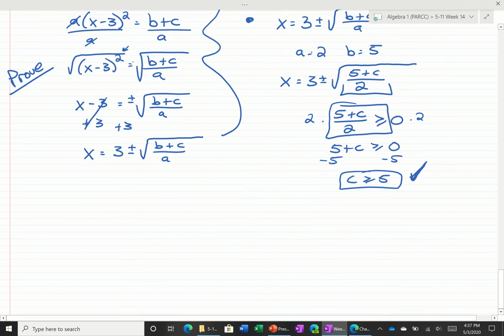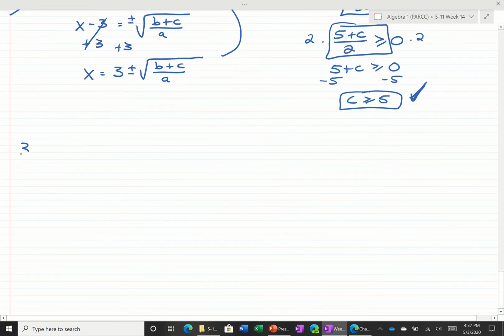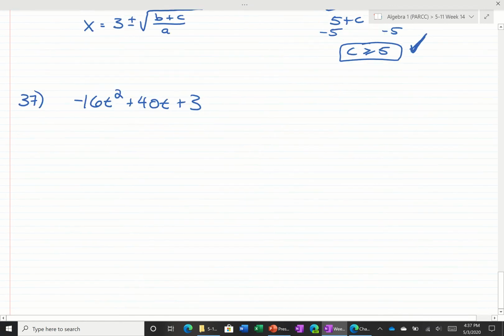Moving down to question number 37. Problem number 37, it says that a ball is thrown upwards and its position in the air is determined by negative 16t squared plus 40t plus 3. What's the meaning of 3 in the expression?